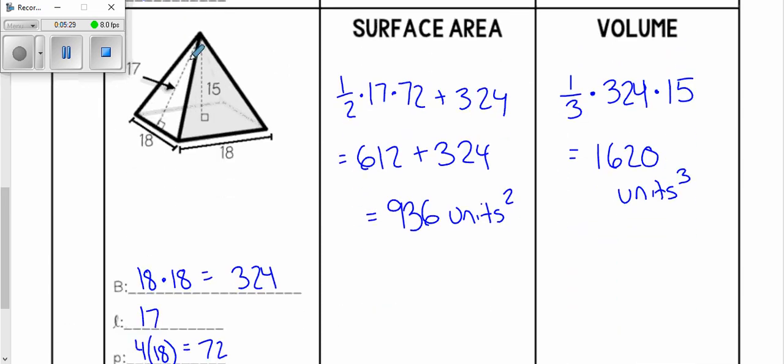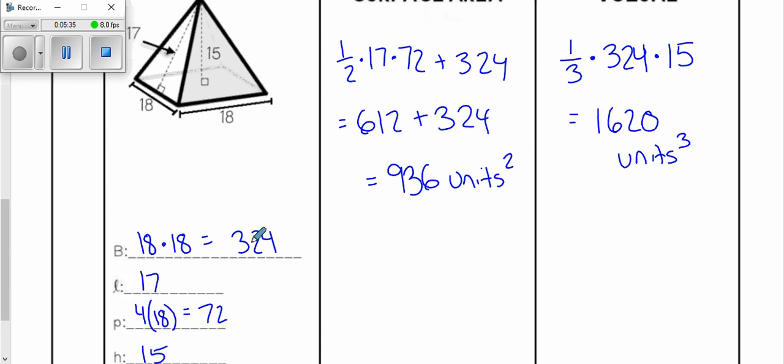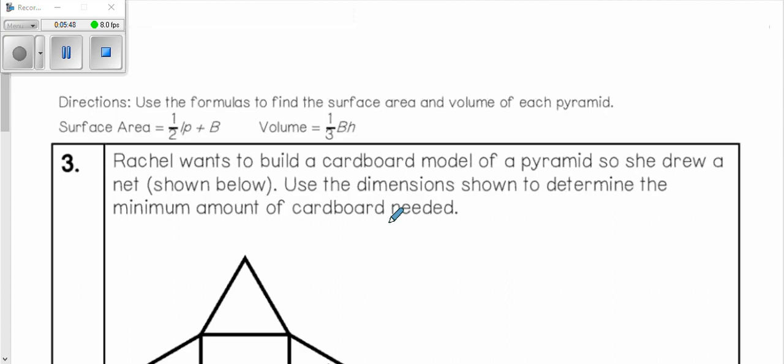Here, the area of the base was 324, the slant height was 17, the perimeter was 72, and the height was 15. So then your surface area should have been 936, and your volume should have been 1,620. So that brings us to some word problems.